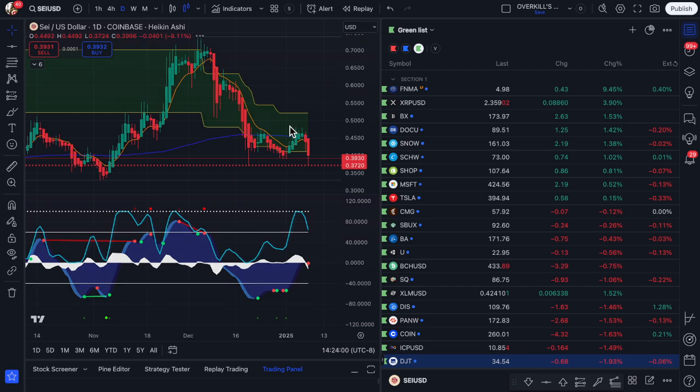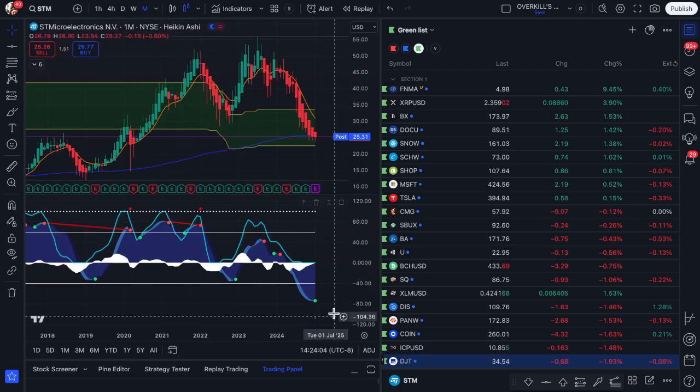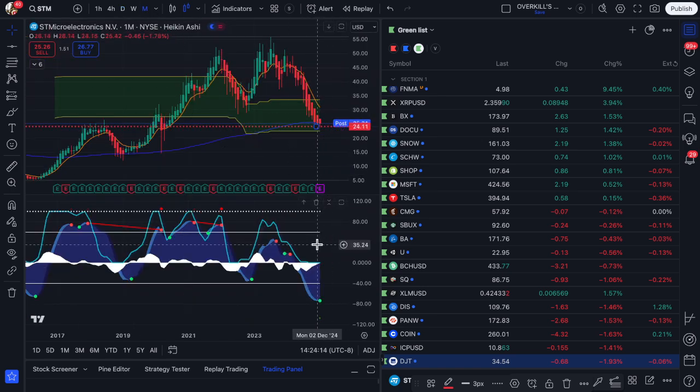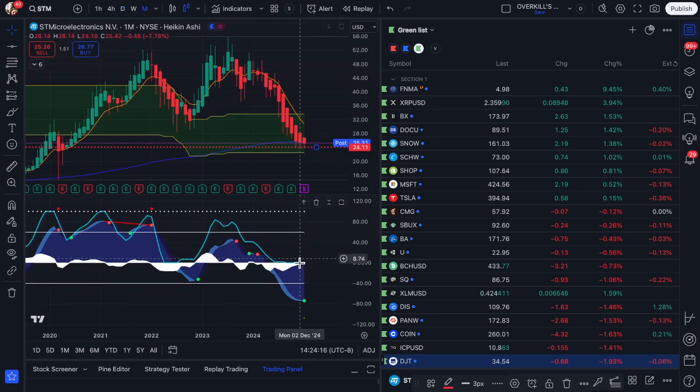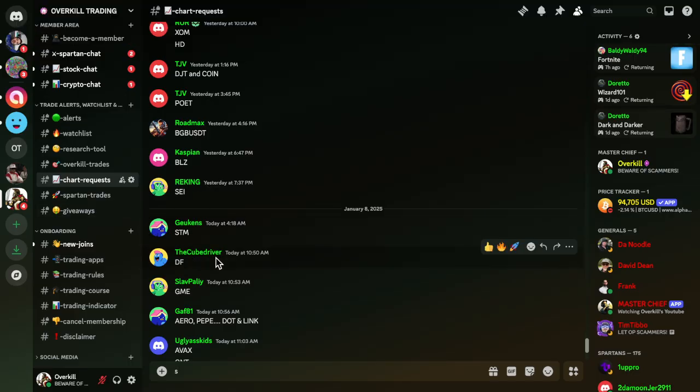STM. Ugly. This one's going to be red on the monthly. It does have a green dot on the monthly, though, so we're paying attention to that. If you want to play it, use a stop loss right there at 24, just at the bottom of this month's candle that we're getting the green dot on. $24 is your stop loss on this one, and you're playing the breakout there.